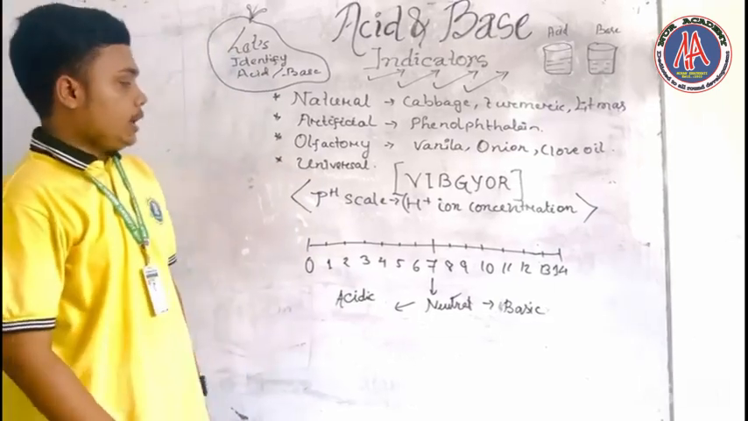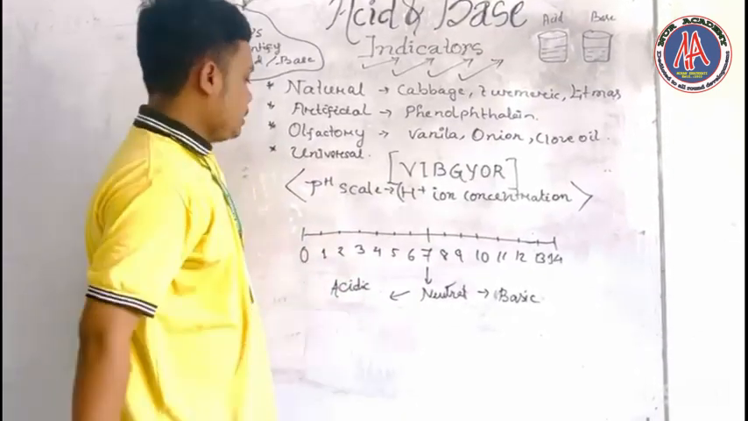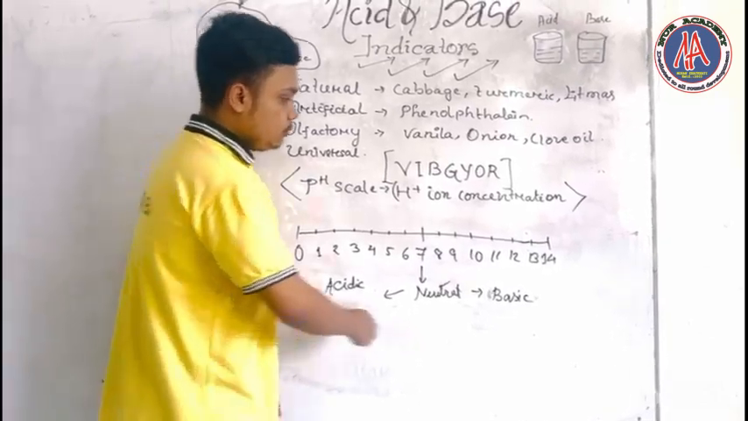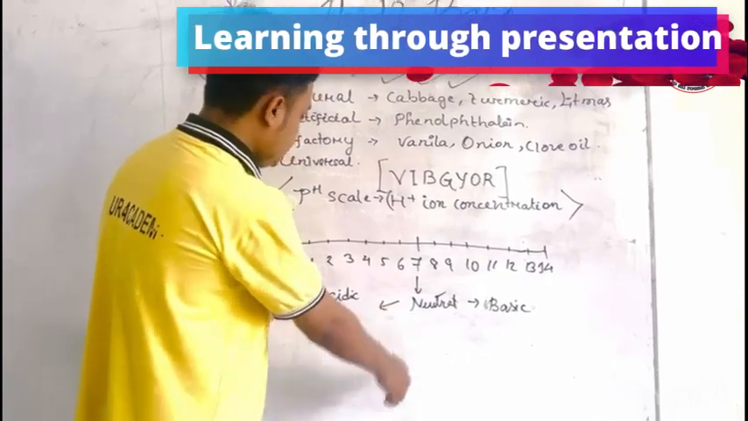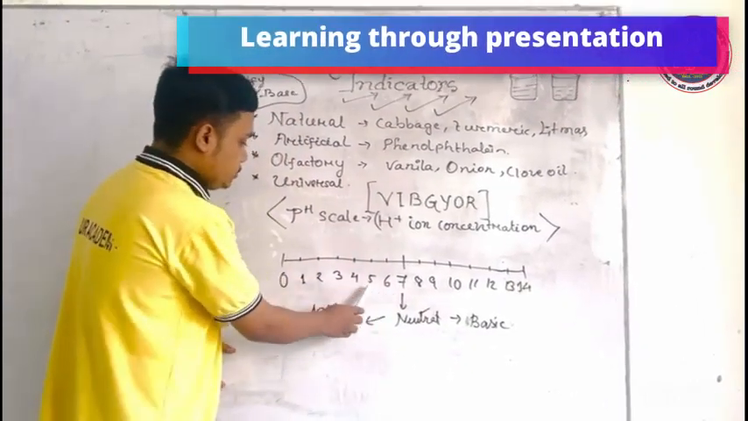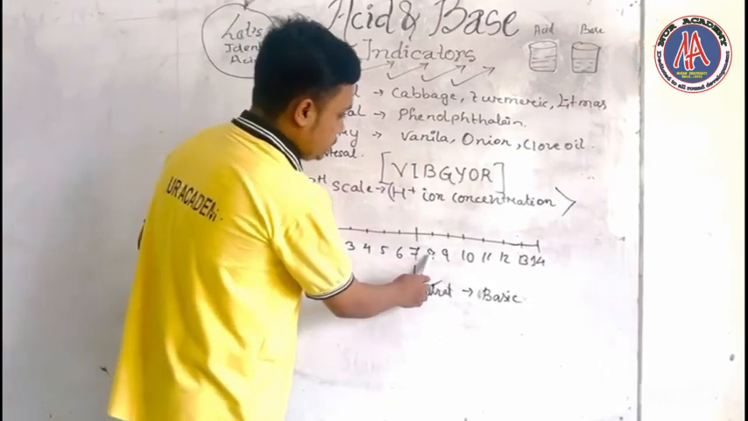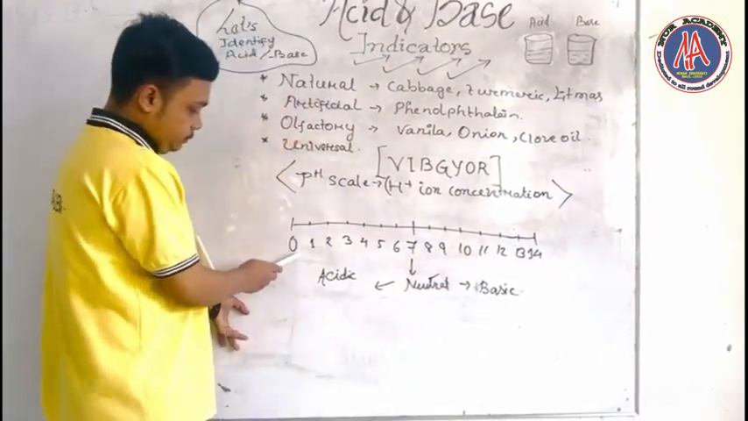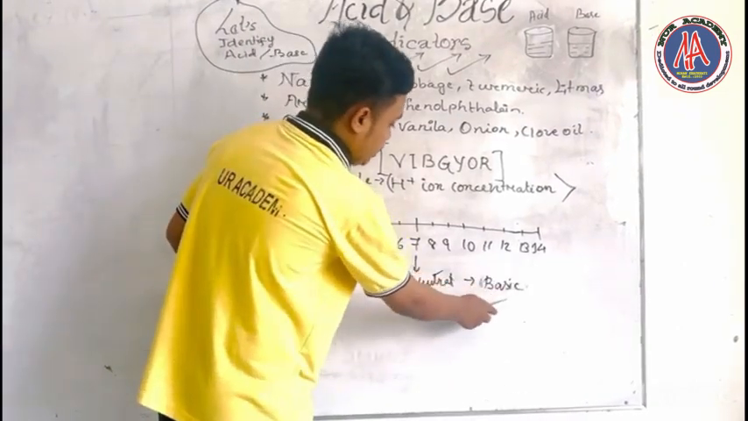But there is also another scale which is used to identify H plus ion concentration, that is the pH scale. The pH scale consists of levels from 0 to 14, where 7 indicates a neutral solution and values less than 7 indicate acidic nature, and from 8 to 14 they indicate basic, where 0 is the strongest acid and 14 is the strongest base.